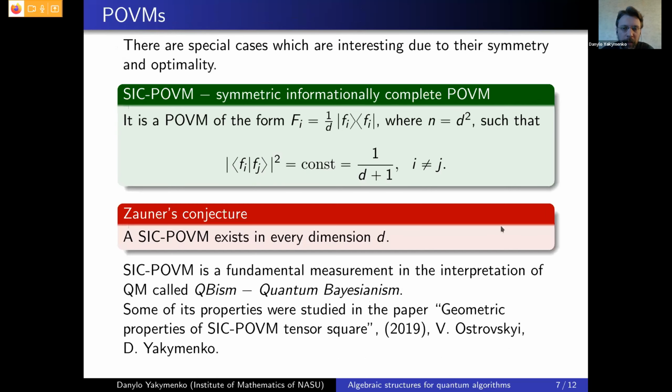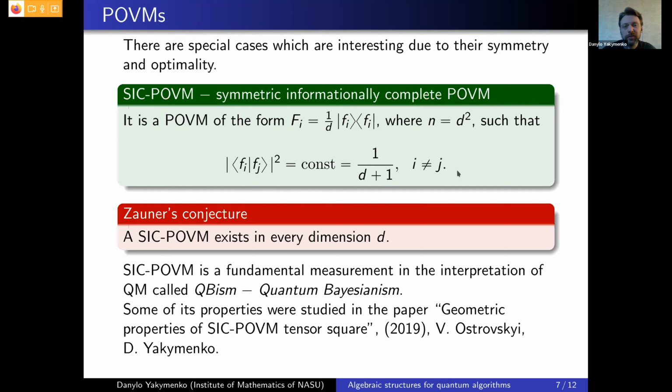Okay. Specifically, I want to talk about a very interesting and foundational type of POVM. It's what is called SIC-POVM, which means symmetric informationally complete POVM. It is a POVM where every operator is just a projector on a single state, on a single vector, and there are d squared of them, and the angle between any two different vectors or states is actually constant.